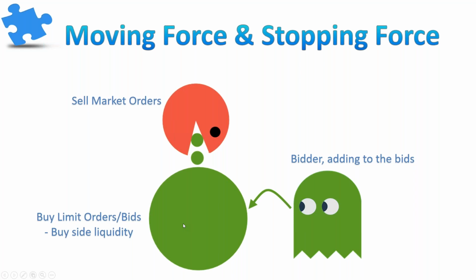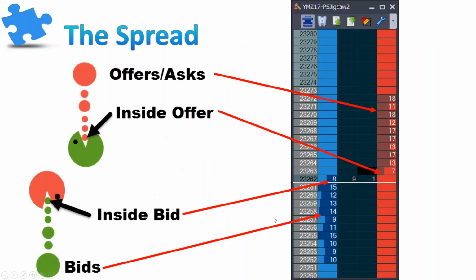Now, sometimes the stopping force is very evident on your depth of market, on your dome, but much of the time it's hidden, and you only really get to see how much liquidity is truly there by how much eating occurs, how much size trades at that price. So we've got two interactions. We've got buy market orders interacting with sell limit orders, and we've got sell market orders interacting with buy limit orders. It's not that complicated, right?